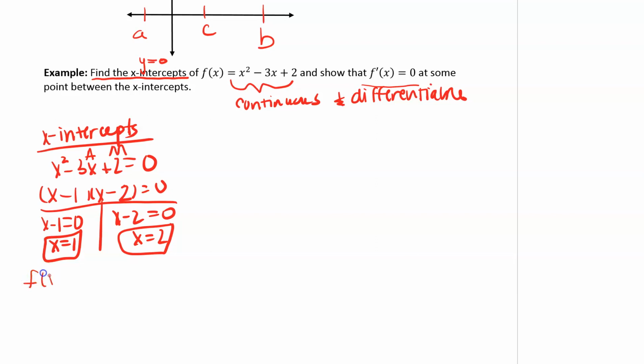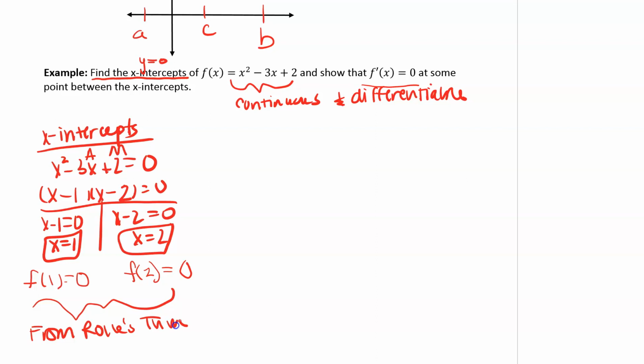And if I were to take f of 1 and plug it back into my equation, that would give me 0. If I were to take f of 2 and plug it back into my equation, that would give me 0. Therefore, from Rolle's theorem, and Rolle's theorem is a good test question for me to give, if f of a is equal to f of b, then f prime of c is equal to 0.